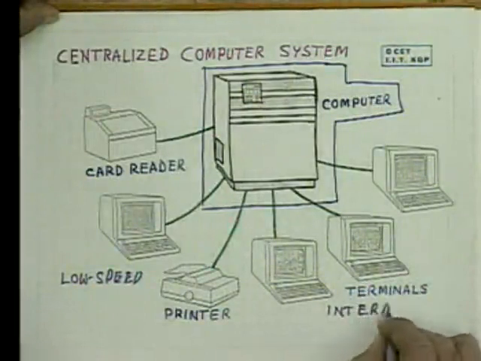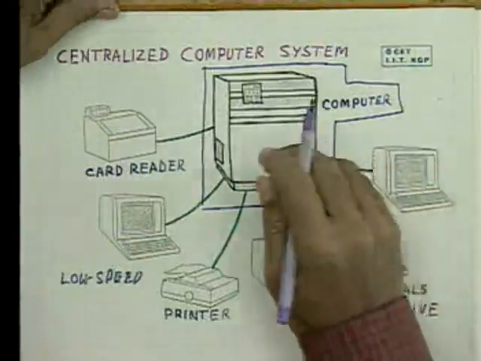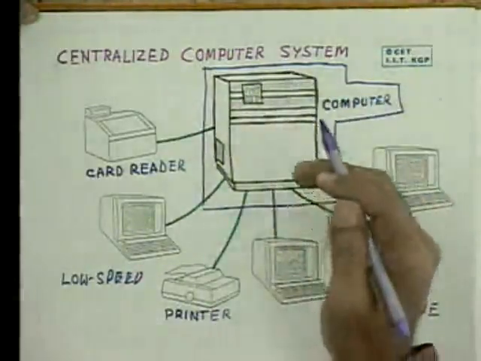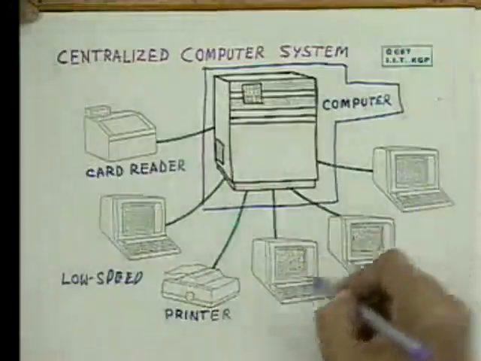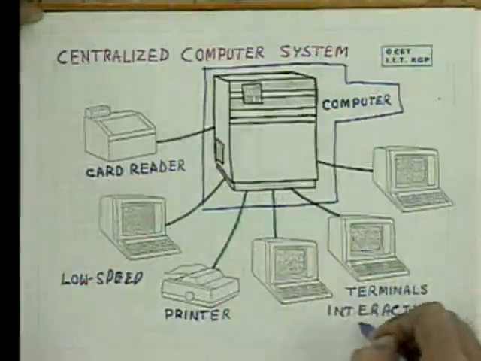Why interactive? Because the users can now enter their program, execute their program in an interactive manner, correct their program directly on the computer. They don't have to submit to a programmer, get the result next day, and so on. So it is a big step forward compared to this scenario. But still, the computer is a centralized computer. You have a single computer, maybe a large number of interactive terminals, distributed in a campus or in a big building, which can be used by different people.